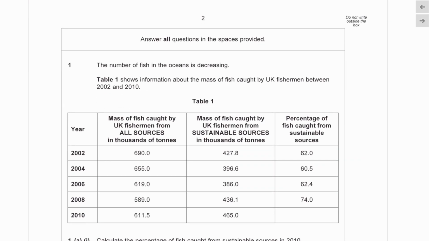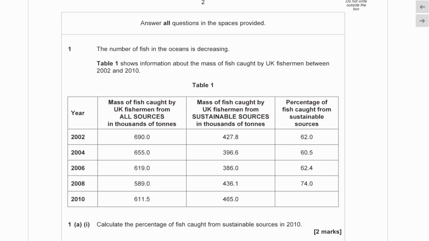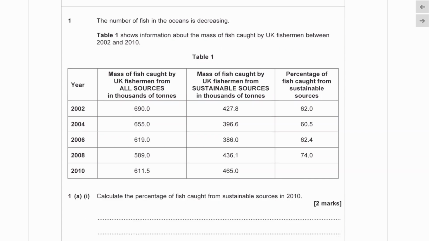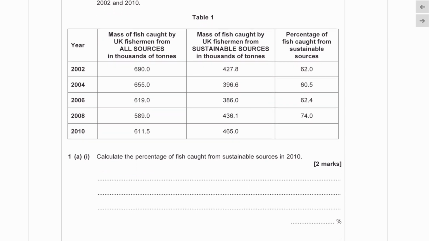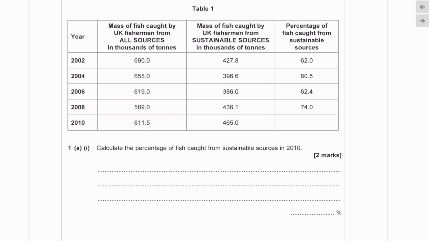Alright, so question 1 says the number of fish in the oceans is decreasing. Table 1 shows information about the mass of fish caught by UK fishermen between 2002 and 2010. Right, so here's the table. You can read that yourself, but I'm going to straight away look at question 1A, part 1, and it says calculate the percentage of fish caught from sustainable sources in 2010.